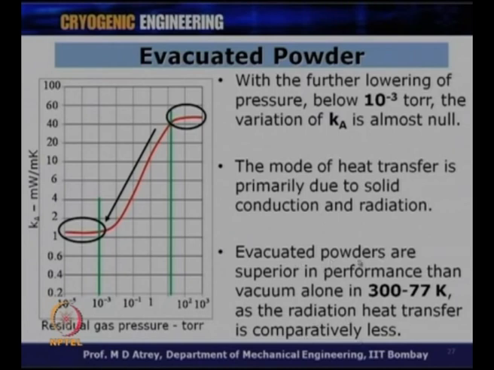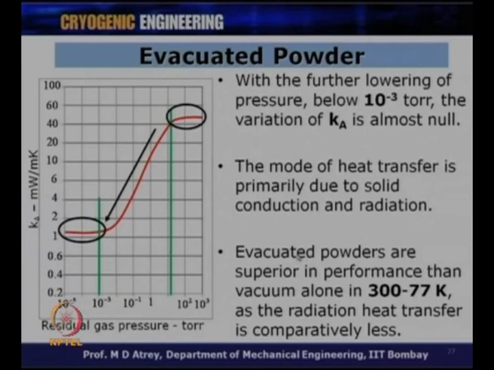So, evacuated powders are superior in performance to vacuum alone from 300 to 77 Kelvin, as the radiation heat transfer is comparatively less in this case. So, if I want to have liquid nitrogen in a container, I would prefer to have evacuated powder around it rather than only vacuum as insulation. Evacuated powder will take care of radiation heat transfer from 300 to 77 Kelvin.